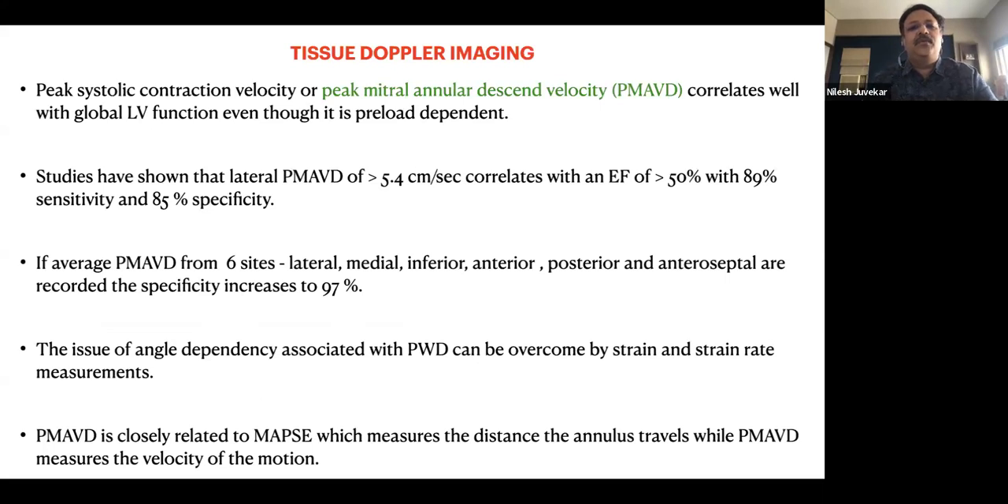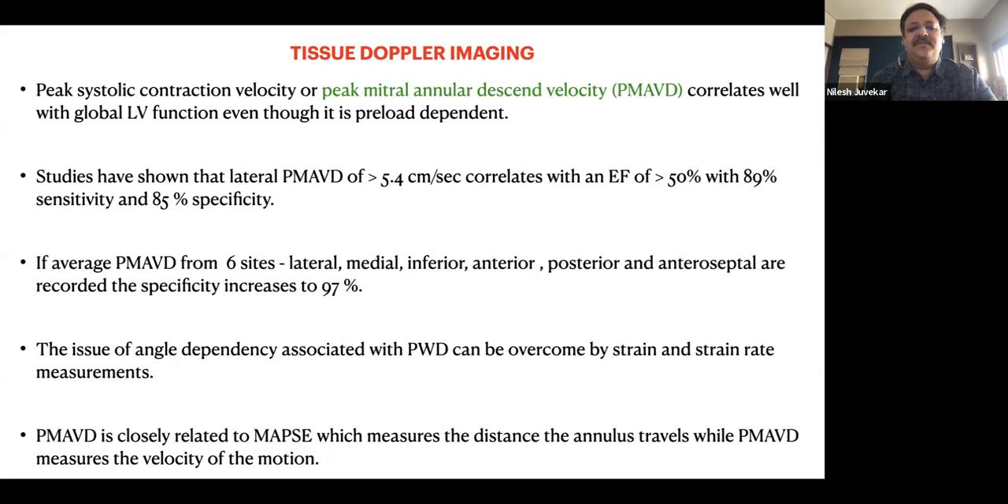Now coming to tissue Doppler imaging. In this, what we calculate is the peak mitral annular descent velocity, PMAVD. This correlates well with global LV function, even though it is preload dependent. Studies have shown that a lateral wall PMAVD of more than 5.4 centimeters per second correlates with an EF of more than 50%, with around 85 to 89% sensitivity and specificity.